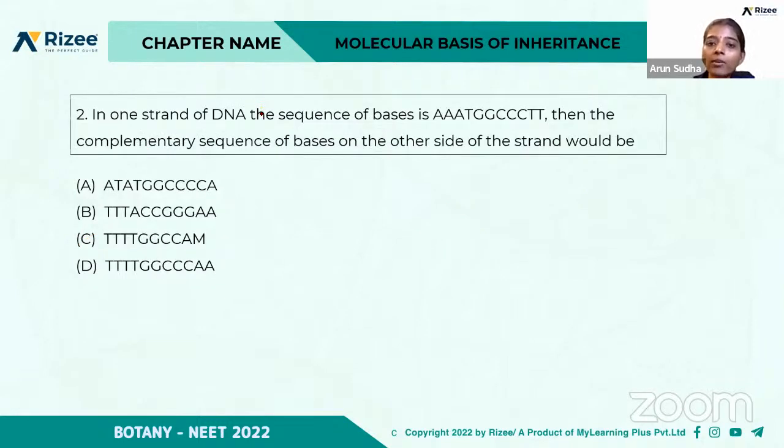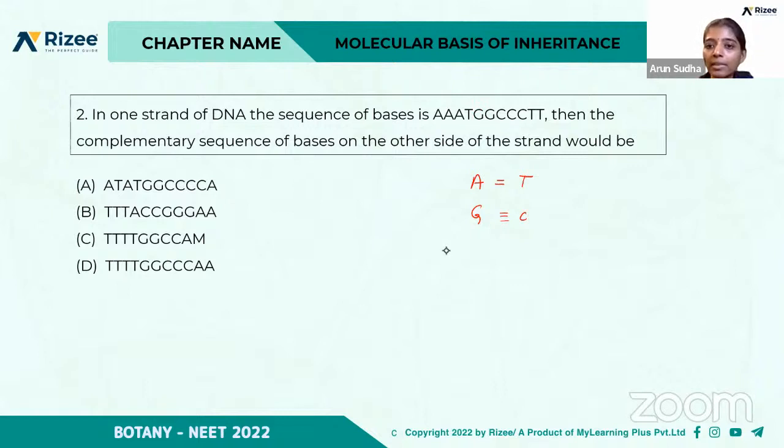In one strand of DNA, the sequence of bases is given. Then what would be the complementary sequence of bases on the other strand? So what will be the correct answer here? Keep in mind always that adenine pairs with thymine and guanine pairs with cytosine. Based on that, you write the complementary sequence. B is the right answer. Are you able to follow, Afia, Himanshu? So B is the right answer, right?